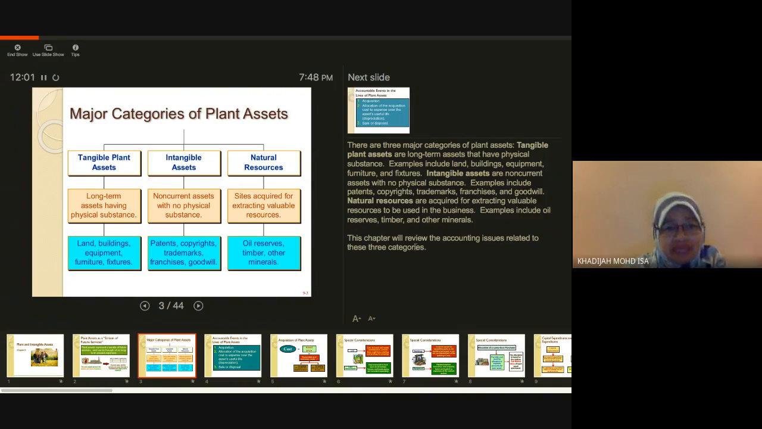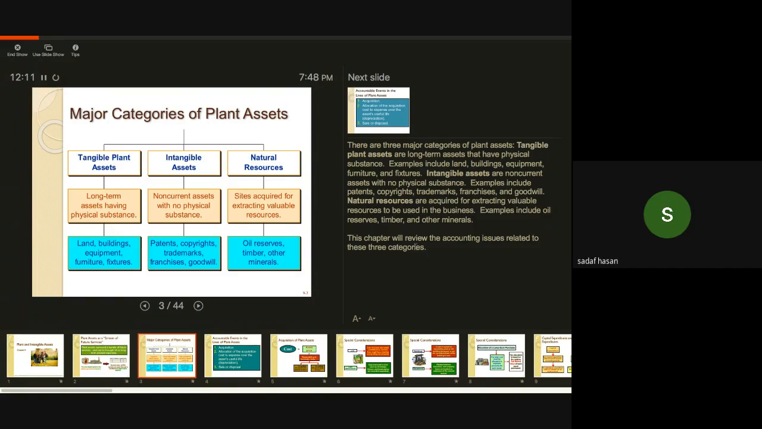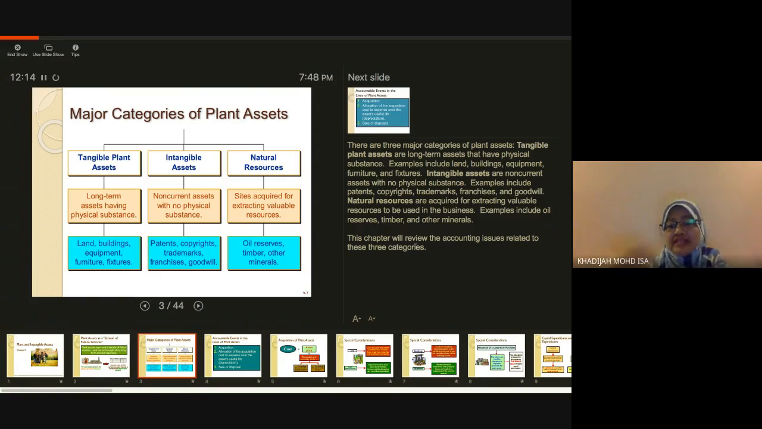You have tangible assets, intangible assets, and also natural resources. For example, tangible plant assets include land, building, equipment, furniture, and fittings. Normally you see these under fixed assets, which they now call long-term assets. Then you also have intangibles, for example patents, copyrights, trademarks, franchises, and goodwill.